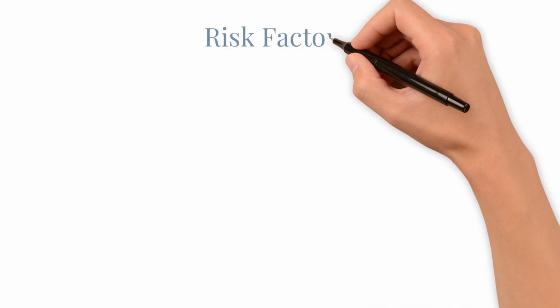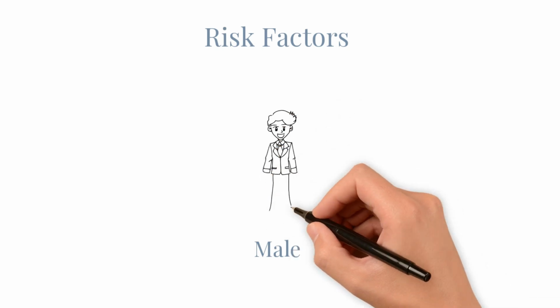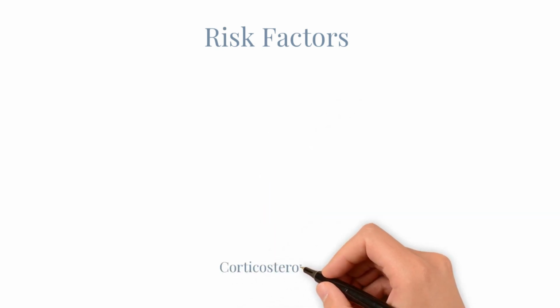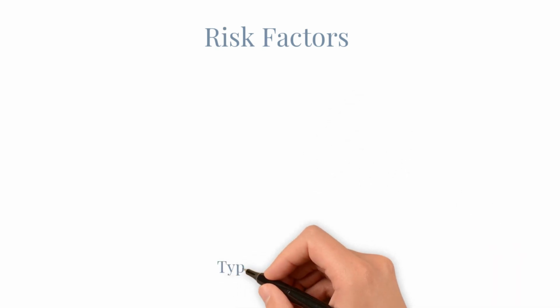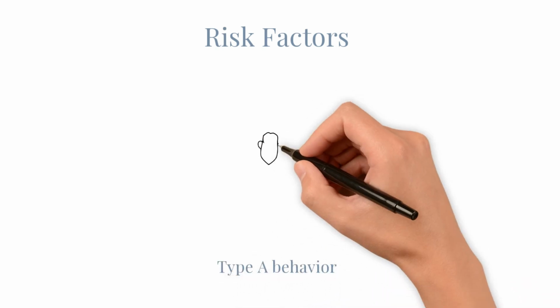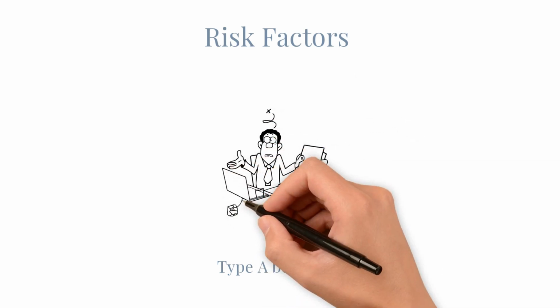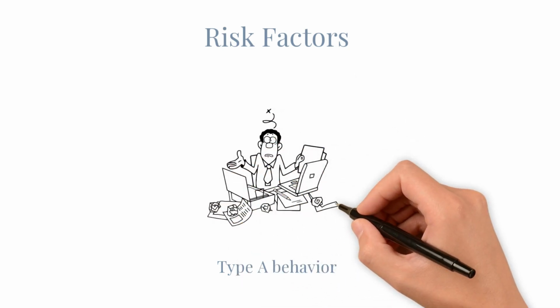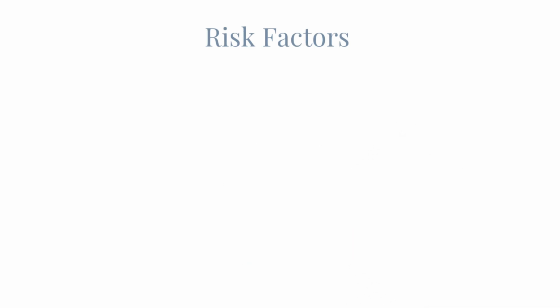The risk factors of CSCR are: men are 8 times more likely to develop CSCR compared to women. Corticosteroid use, which is the most important external risk factor. Type A behavior, in which they have personality traits that include an intense, sustained drive to achieve self-selected goals. Interestingly, individuals with type A behavior are believed to have increased levels of corticosteroids.